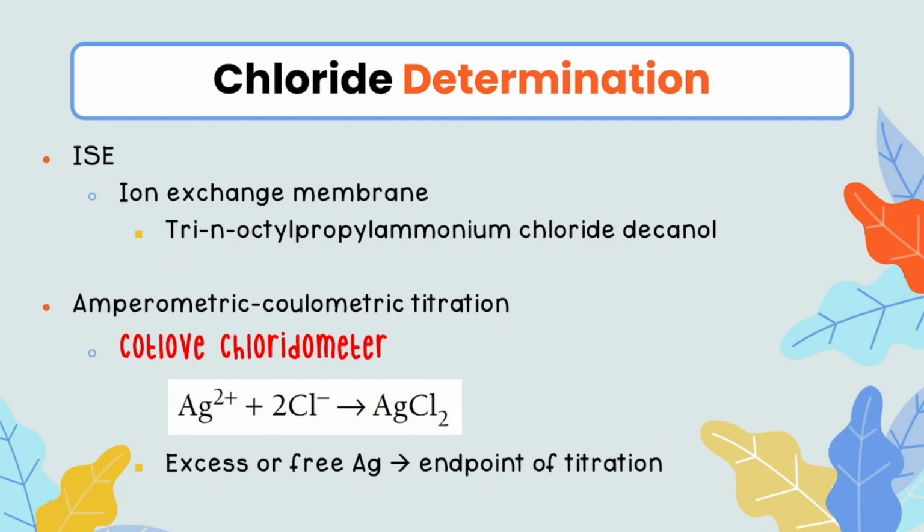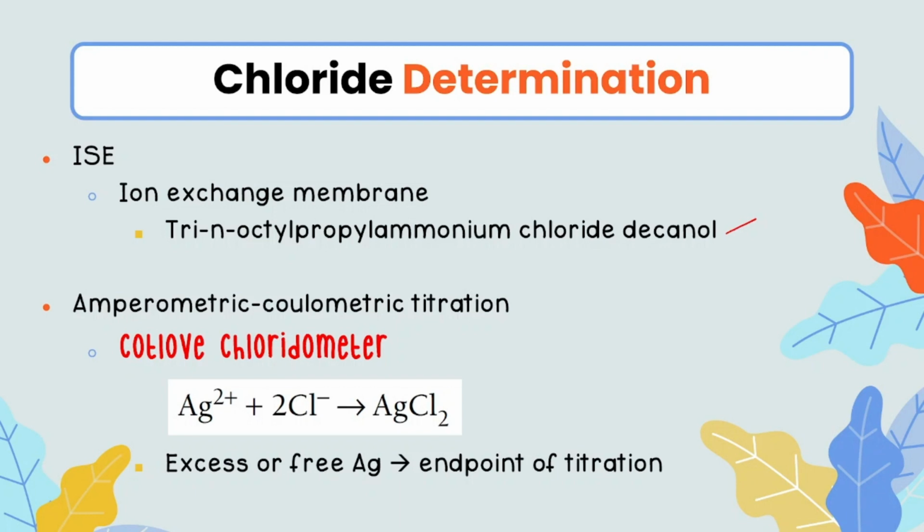So for the determination, you have your ion selective electrode, your ISE, and you have your amperometric colorimetric titration. So for your ISE, syempre, di ba, may ion exchange membranes, may electrolytes, and the specific ion exchange membrane that is used for chloride determination, kids, is what we call your tri-N-octyl propyl ammonium chloride decanol. And then for your amperometric colorimetric titration, which is also known as your Cotlove chloridometer.